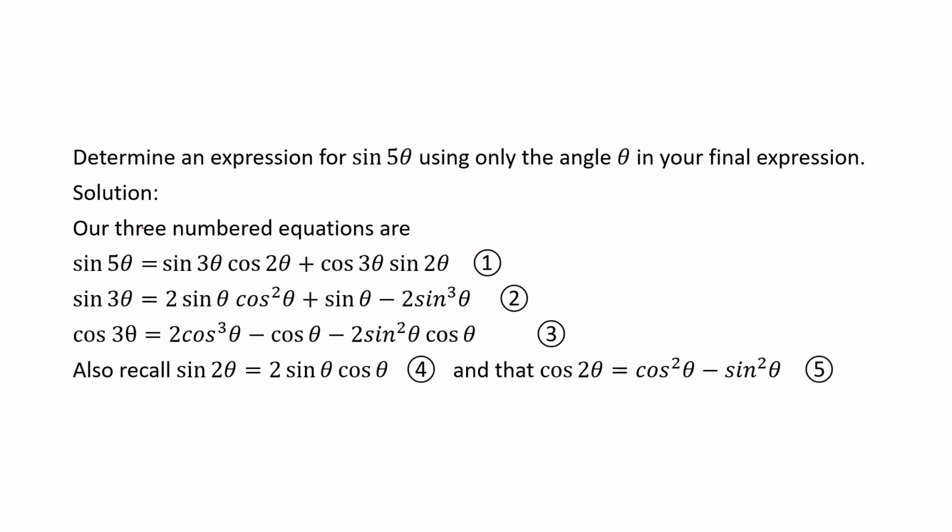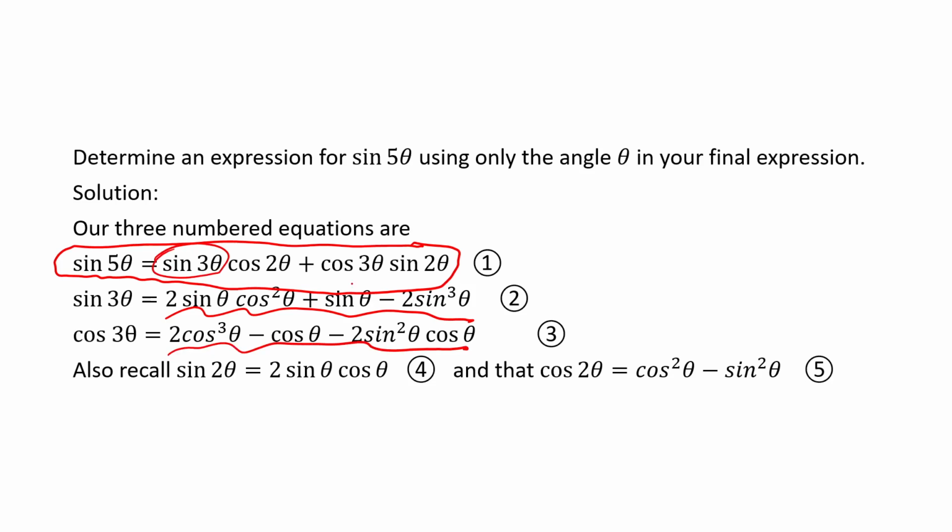Now, it says here there are 3 numbered expressions. We actually have 5 numbered equations. This is equation 1. This is kind of like the master equation. We're going to sub this expression in for sine 3 theta in equation 1. We're going to sub this expression in for cos 3 theta in equation 1. We're going to sub in this expression for sine 2 theta in equation 1. And we're going to sub in this expression for cos 2 theta in equation 1.